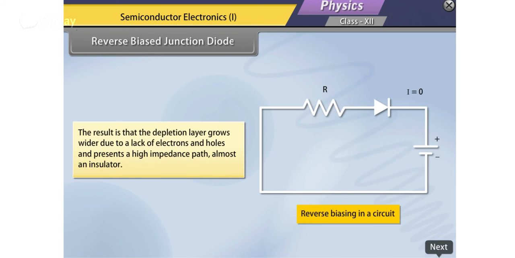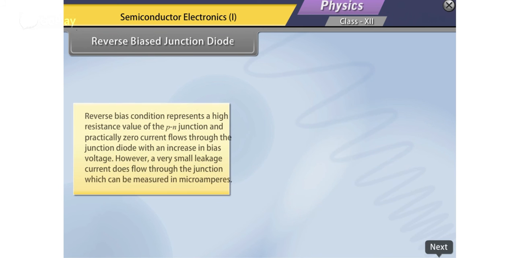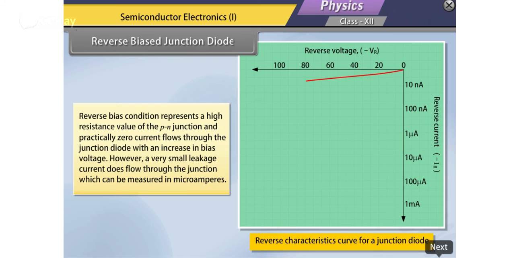The result is that the depletion layer grows wider due to a lack of electrons and holes and presents a high impedance path, almost an insulator. Reverse bias condition represents a high resistance value of the PN junction and practically zero current flows through the junction diode with an increase in bias voltage. However, a very small leakage current does flow through the junction, which can be measured in microamperes.